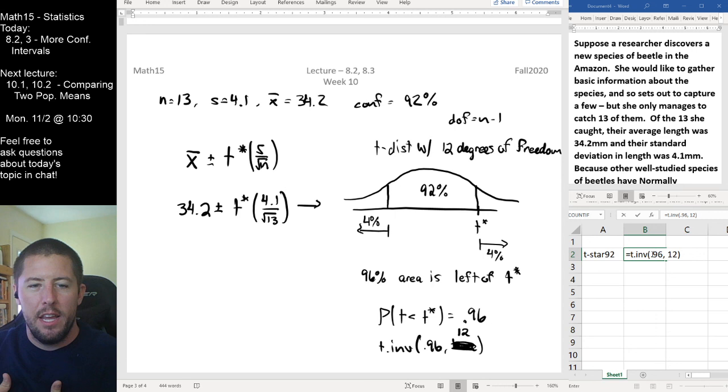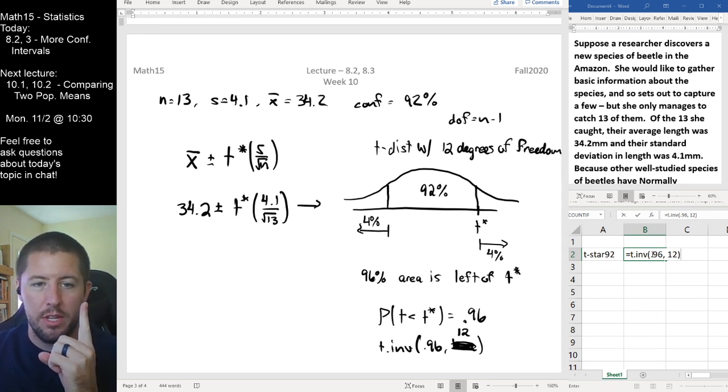Remember that the kind of weird thing here is that, as far as the standard normal distribution goes, there's one z distribution that exists.